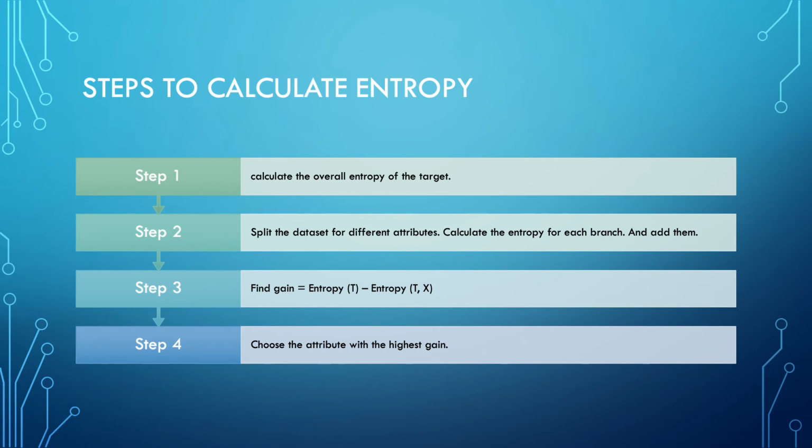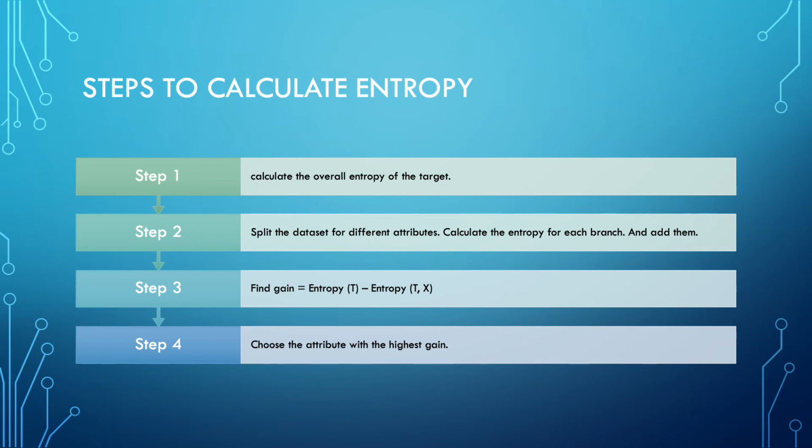The steps to calculate entropy are here for you. First, we will calculate the overall entropy of the target. Secondly, we will split the data set for different attributes and calculate the entropy for each branch, and finally, add them. Step 3, we find that gain equals entropy of T minus entropy of T given X. Step 4, we choose the attribute with the highest information gain.